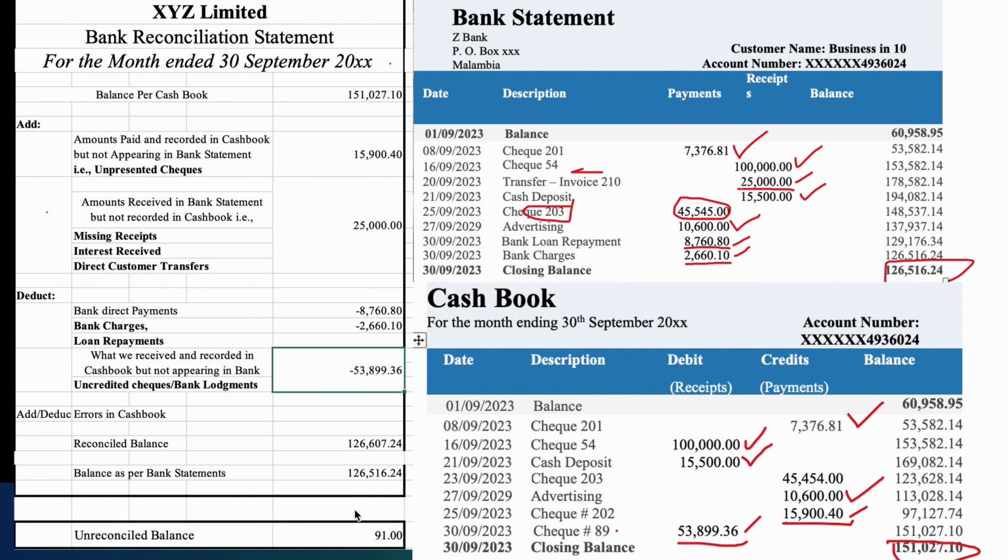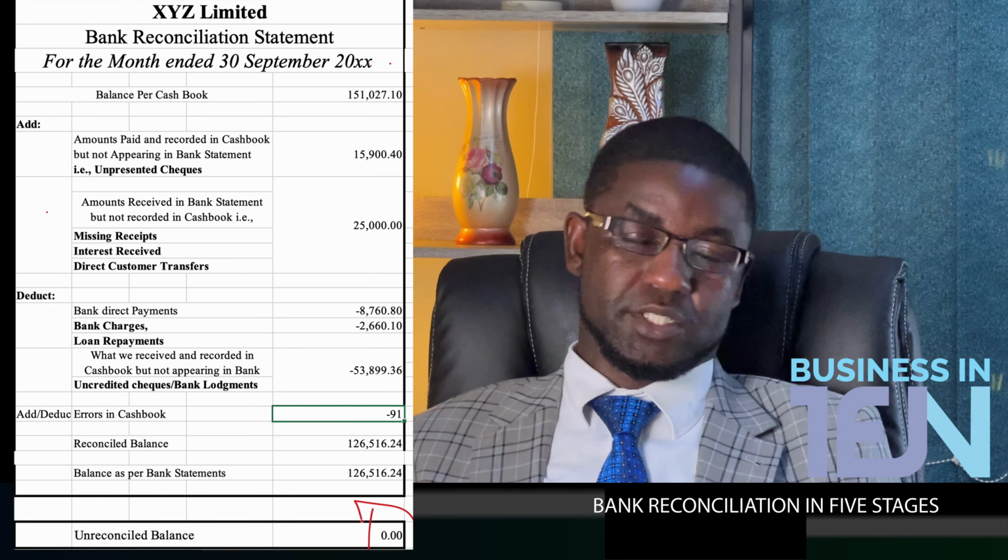So we just need to find out the difference. If we subtract 45,454 from 45,545, you find that the difference is 91. And since the amount was recorded less in the cash book and that was a payment, that means we need to deduct 91. Then you see that our reconciled balance is 0. That means we have reconciled our bank statement.